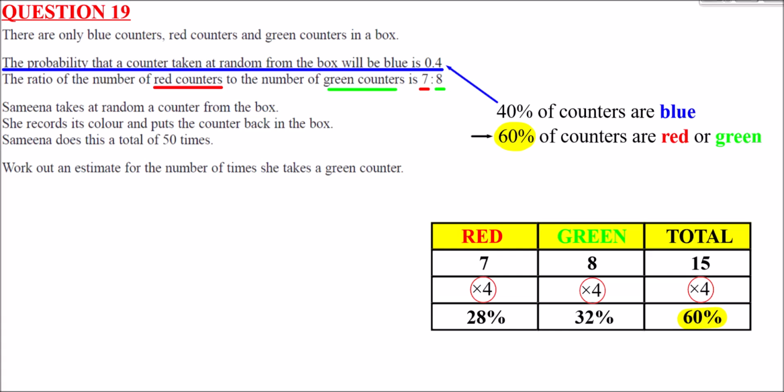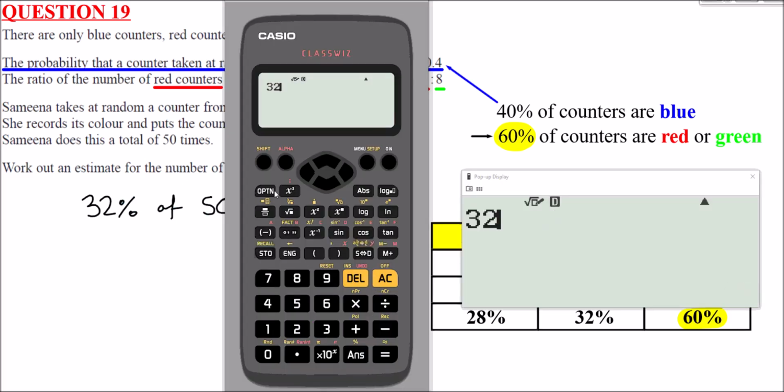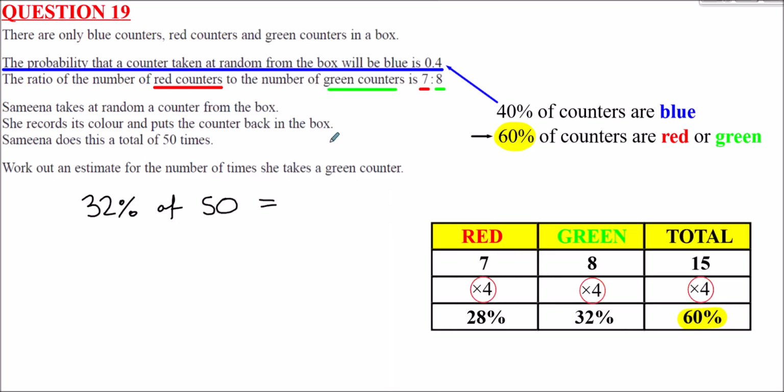So we can now answer the question. If she takes a counter 50 times and puts them back 50 times, then 32% of that time you'd expect them to be green. So our best estimate is if 32% of the counters are green, then 32% of those 50 times will probably be green counters she picks. So 32% of 50 is what we need to calculate. You can do it in a few different ways, of course. You could write 32 over 100 times 50. Ultimately, it should give you 16 times she gets a green counter.